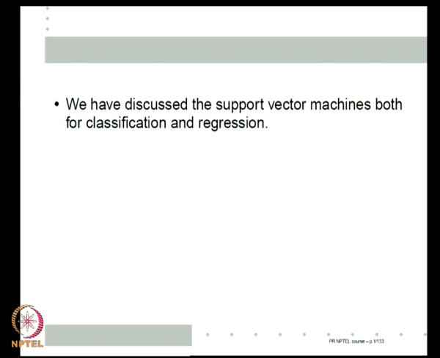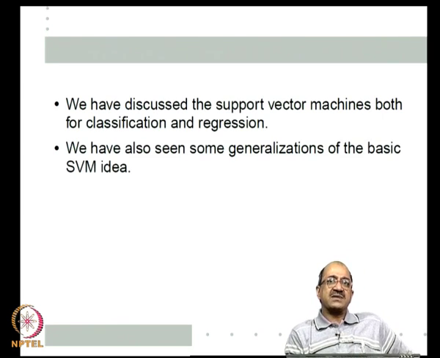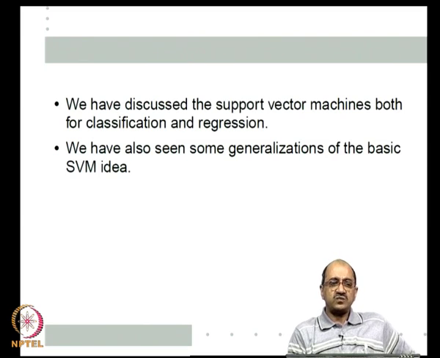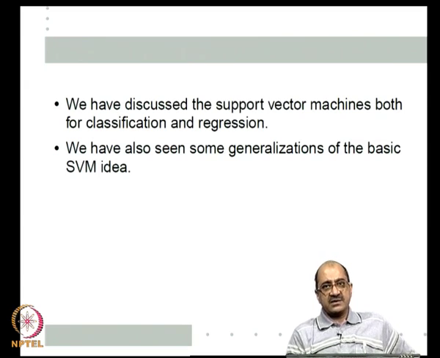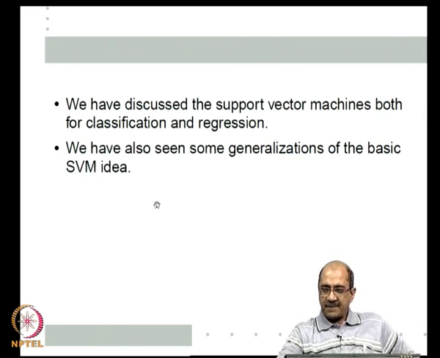The basic support vector machine learns an optimal hyperplane for 2-class classification, and we have also seen how we can do support vector regression using the epsilon insensitive loss function. We also saw some generalizations of the basic SVM idea, for example the new SVM, which adds b square to the primal objective function so that the dual becomes very simple to solve. This is called successive over relaxation SVM. So, we have seen some generalizations of the basic SVM idea.